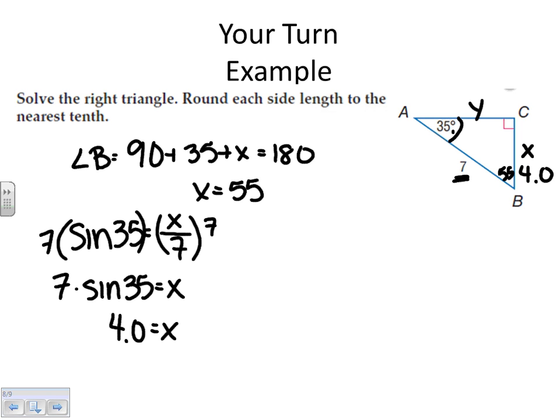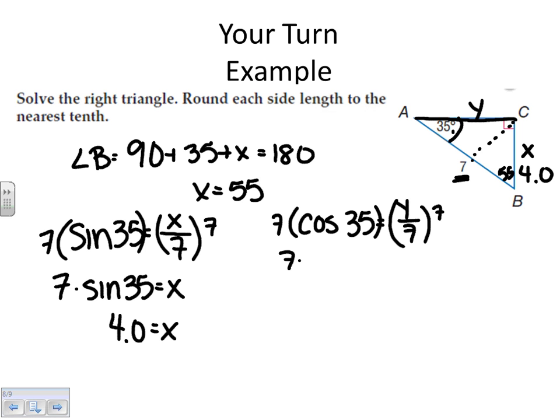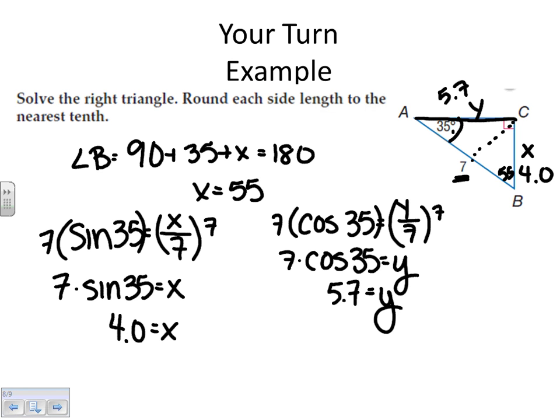And finally, we're going to find that y up there. So we say the cosine of 35 equals the adjacent, which is y, over the hypotenuse, which is 7. We multiply by 7 on both sides. And again, we just say 7 times cosine 35 into that calculator, and you get 5.7 equals y. That one was a little bit easier. Hopefully you guys got that one.